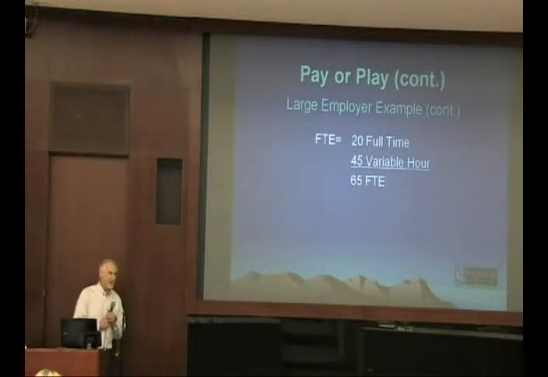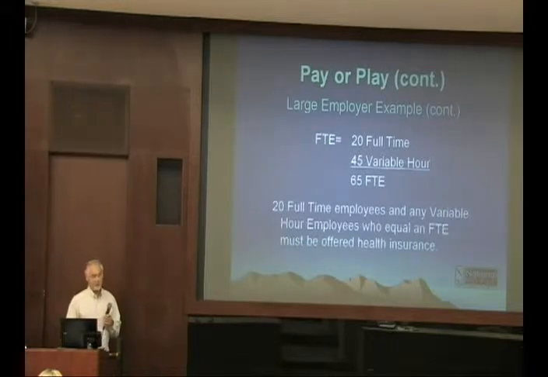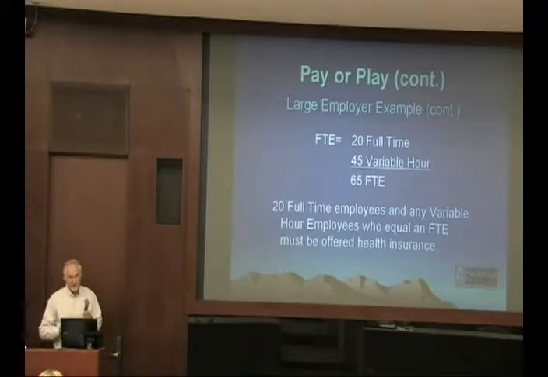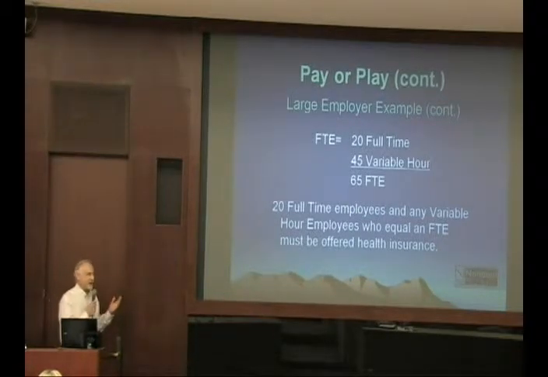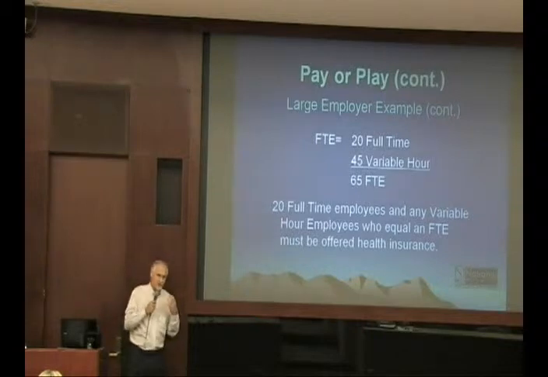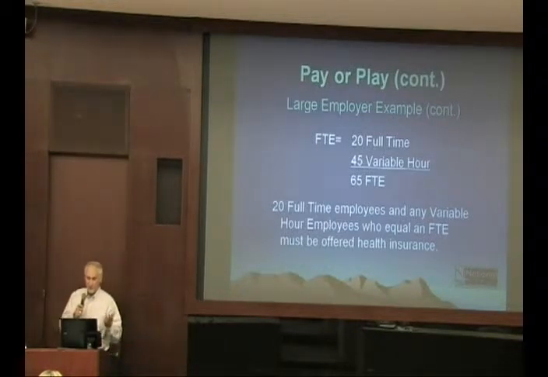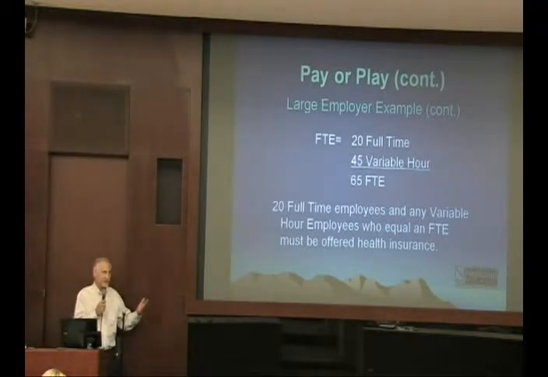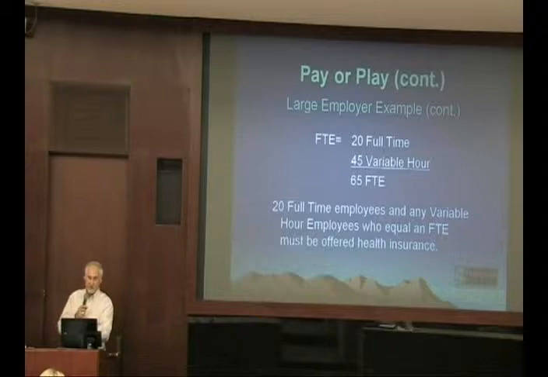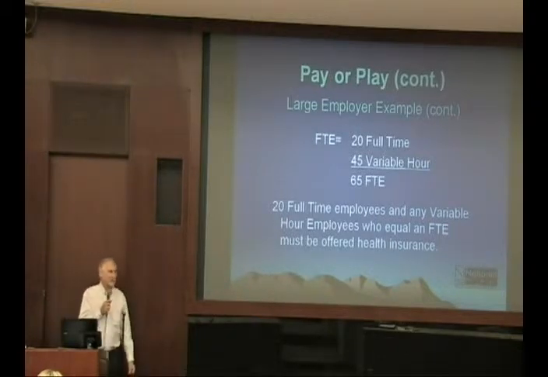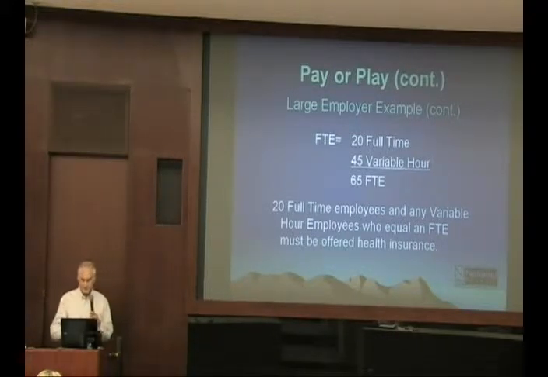So this company has 65 full-time equivalents. So are they a large employer? Yes. They now are subject to the employer mandate. When it comes time to offer, now what do you do with that information? The significance of this is, you have to offer insurance to anyone who shows up as a full-time employee. So in this case, your 20 full-time employees who are the salaried managers are obviously full-time, and that one variable hour employee who is more than one full-time equivalent before you made the adjustment and reduced his hours, he's a full-time employee. They have to offer insurance to 21 people.